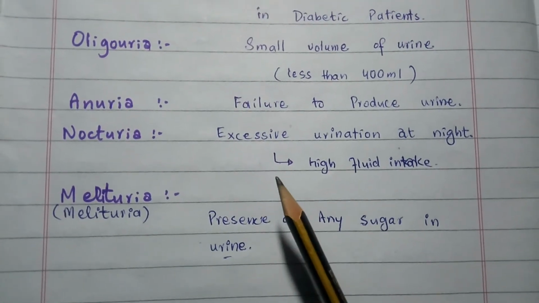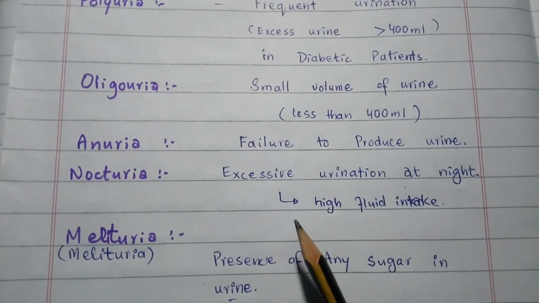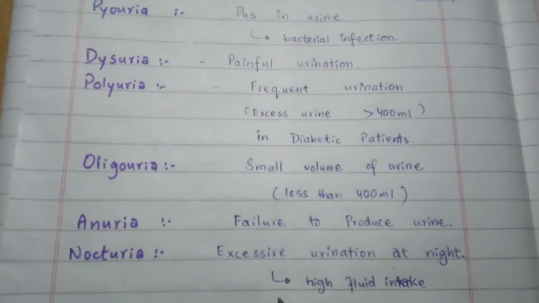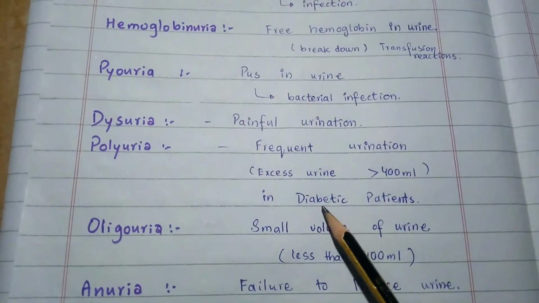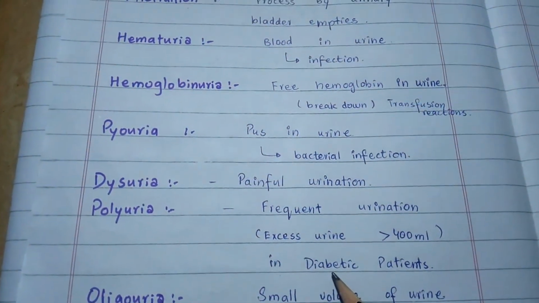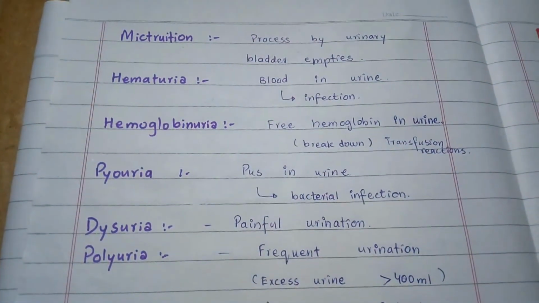So these are all the medical terms used for the study of renal physiology. These terms have clinical importance in the clinical aspect of the urinary system.